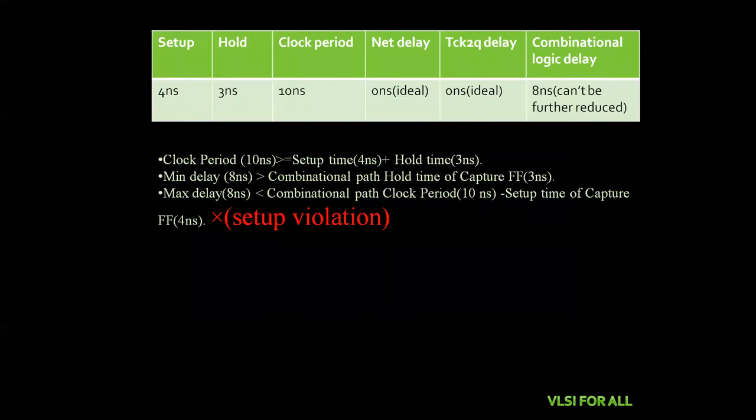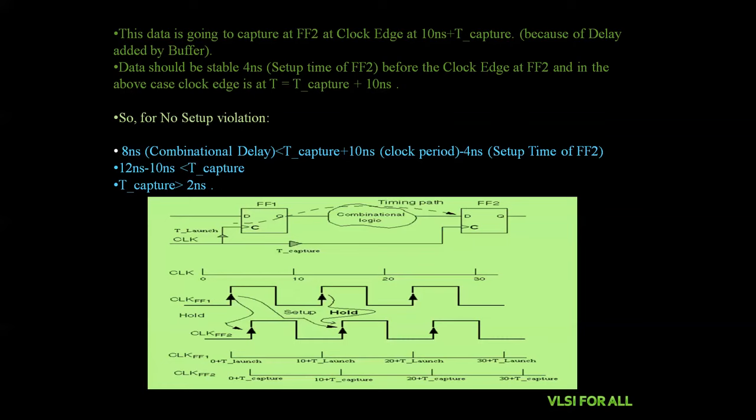So let's calculate the setup time condition. Here the T capture value is 3 nanoseconds. So here is the 8. T capture means 3 nanoseconds. 3 plus 10, 13. 13 minus 4, 9. So 9 is greater than 8. We have satisfied the setup condition. So here we have rectified the setup time condition, and we can derive the inequalities by keeping the T capture and T launch in the circuit.